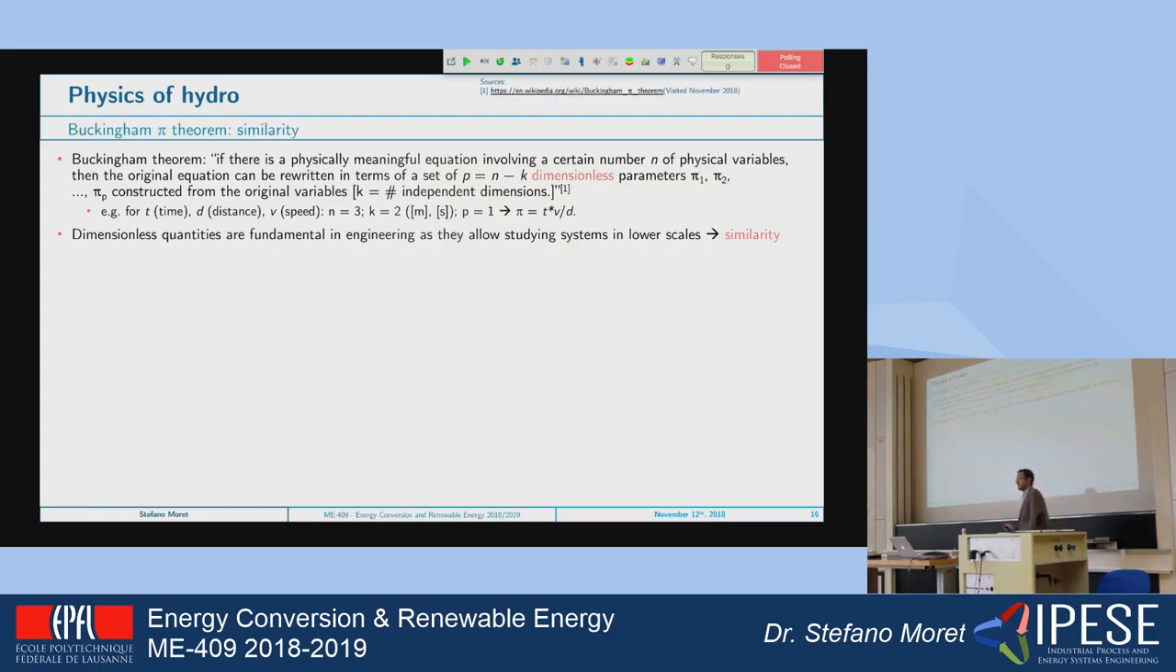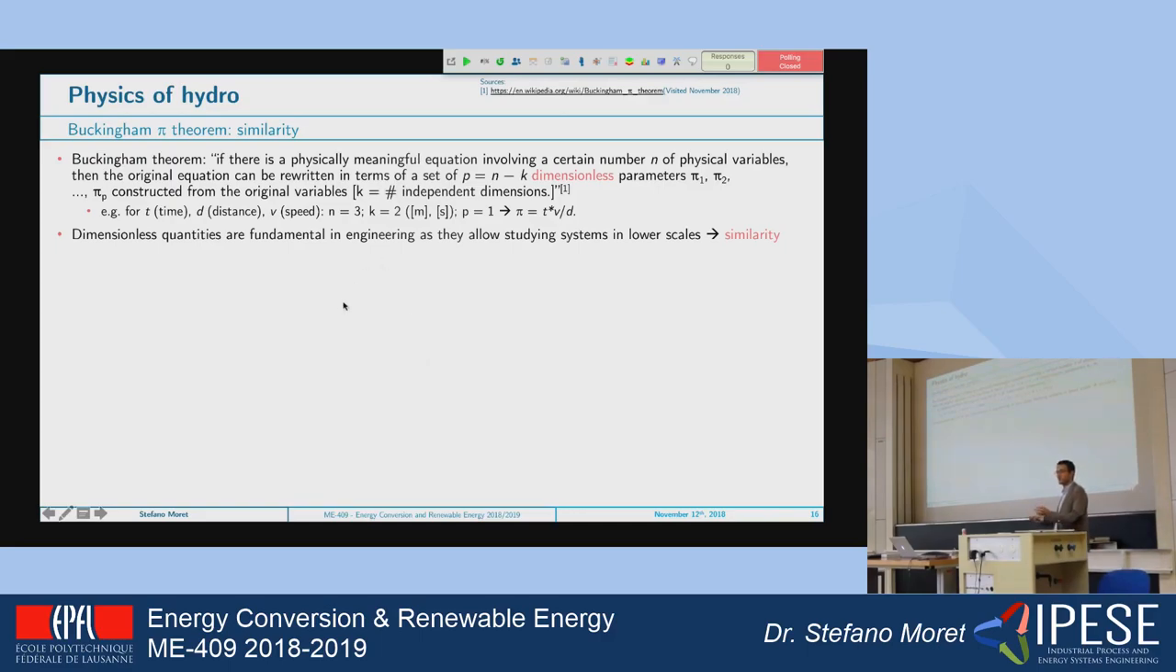There is one last element from the physics that we need. It is a very important result which applies to every physical quantity, actually, which is the Buckingham theorem, which you might have seen if you had already courses in thermodynamics and so on. The Buckingham theorem tells us that every physically meaningful equation involving n variables can be represented with a set of n minus k non-dimensional parameters, where k is the amount of independent dimensions that are involved.